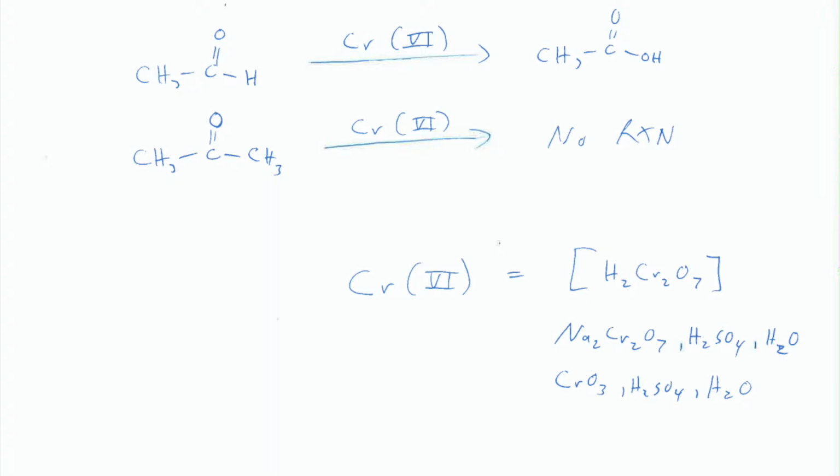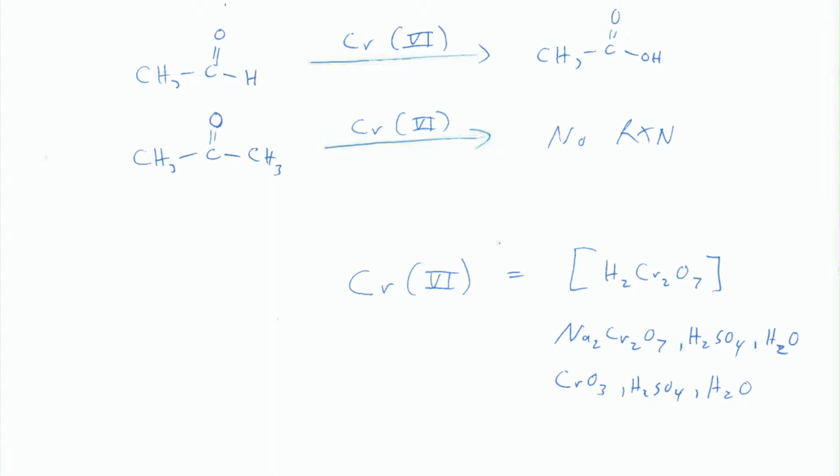Now, as far as what chromium-6 reagents are, they basically all form the same thing: dichromic acid, H2Cr2O7. As far as I know, that's not something you can buy. It may actually be quite dangerous. So what we do is we just make it in the flask, in the reaction pot.